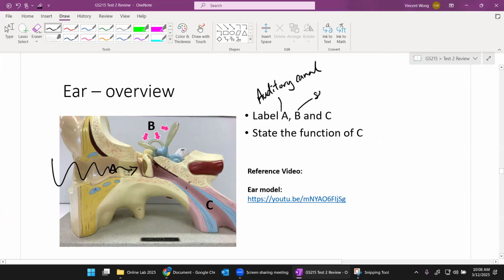B is the semicircular canal. And C over here, eustachian tube. The function is to help equalize the pressure within the head from the surrounding environment. It's normally closed, but when you swallow, it opens up.